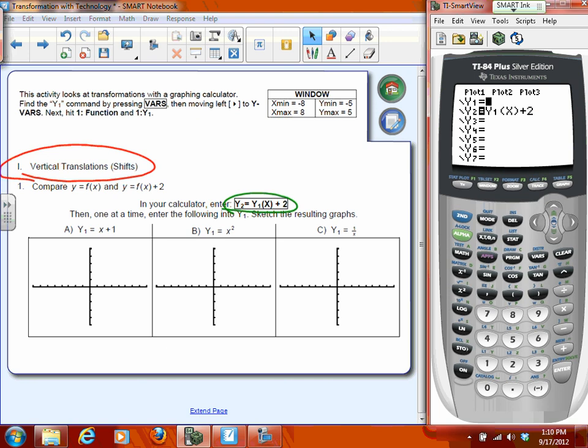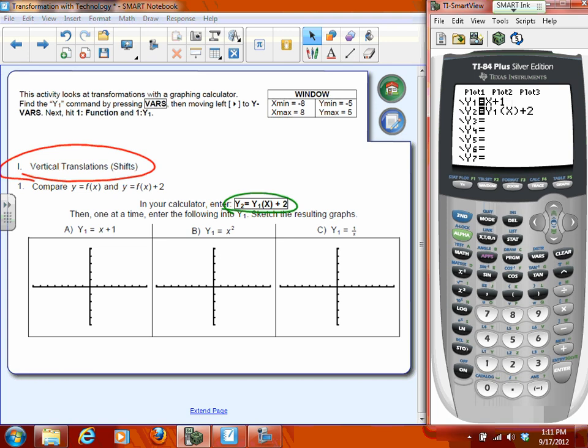Now notice we've got three different graphs, three different scenarios that we're going to be looking at. The first one says X plus 1. That's what we're going to type into Y1. So go ahead and do that for me. X plus 1. But don't hit graph yet. If I hit graph right now, I'm going to get two different graphs, and it's going to be kind of hard to tell them apart.